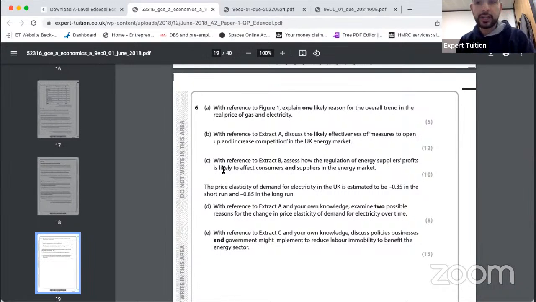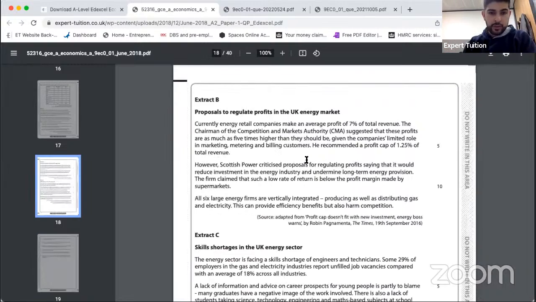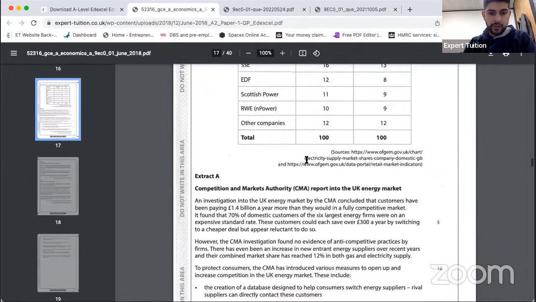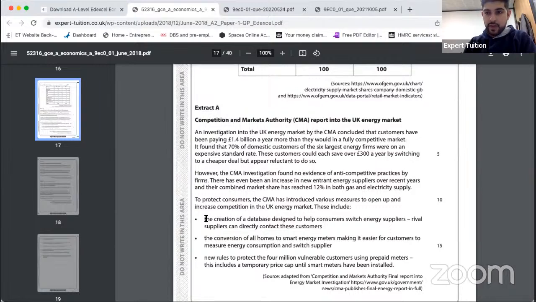So with reference to extract A, discuss the likely effectiveness of measures to open up and increase competition in the UK energy market. Spoiler alert, just in case you have not read this data, all the policies they recommend are literally written in bullet point format for you. The one I really like is number 1, the creation of a database designed to help consumers switch energy suppliers. Rival suppliers can directly contact these customers. Right, let's chat about how you deal with this.